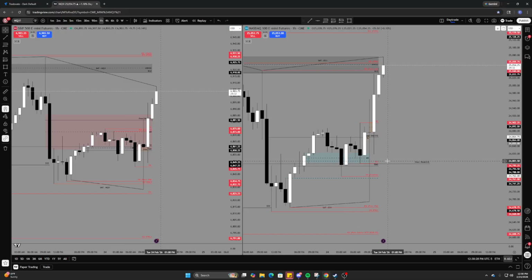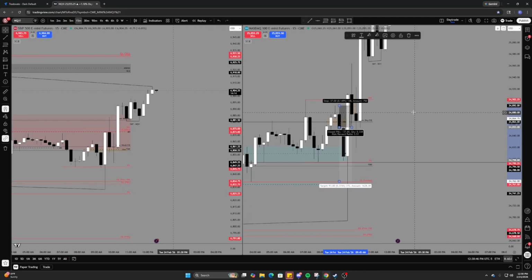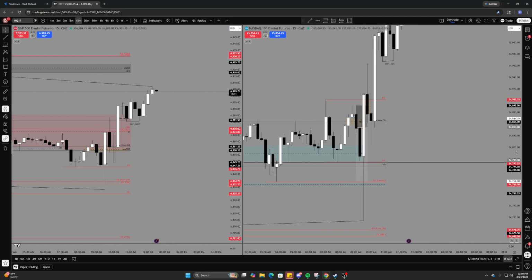Now, typically I'll play either the manipulation move or the distribution move. If the manipulation move gives me a clean setup, I'll take it. And that way I don't even have to look for the reversal back the other way. So let's go ahead and lower our time frames now to the 15-minute where I actually took my entry today. So I took my entry on the 15-minute time frame today.